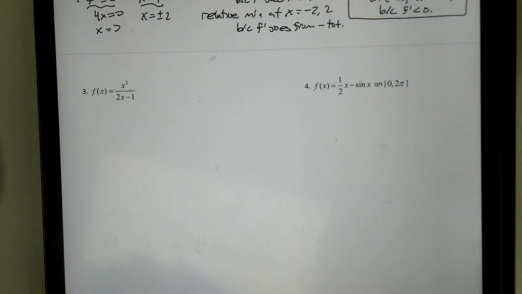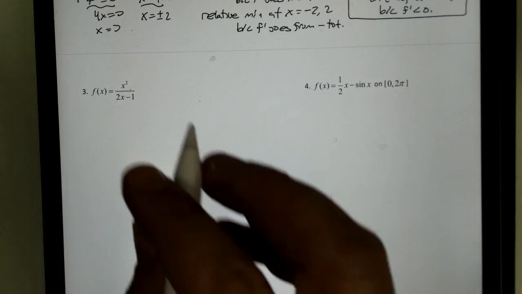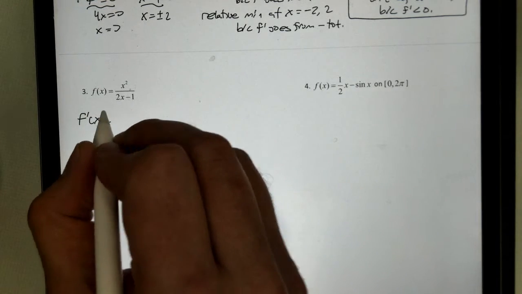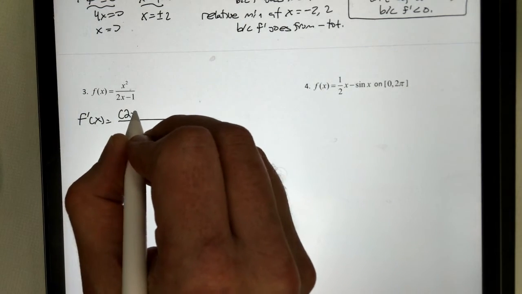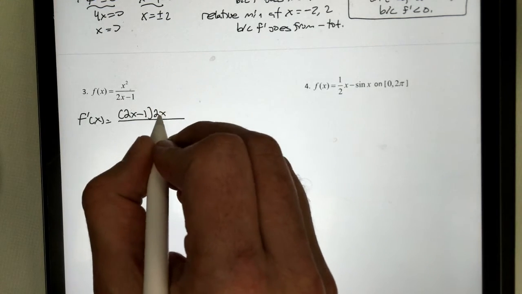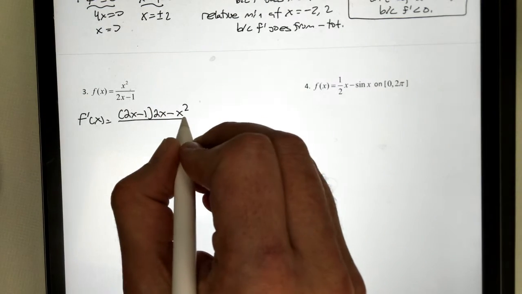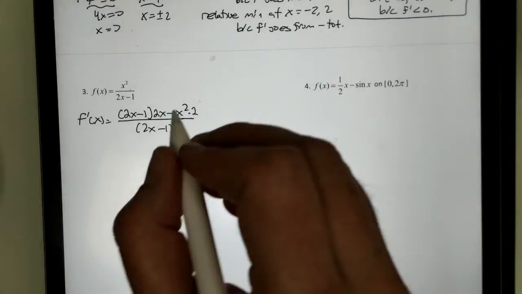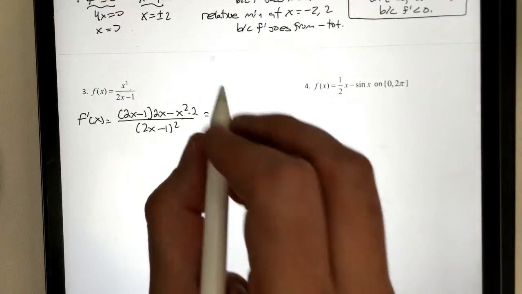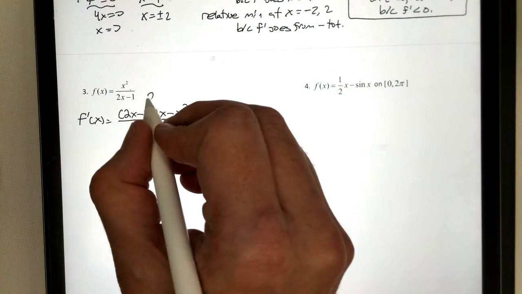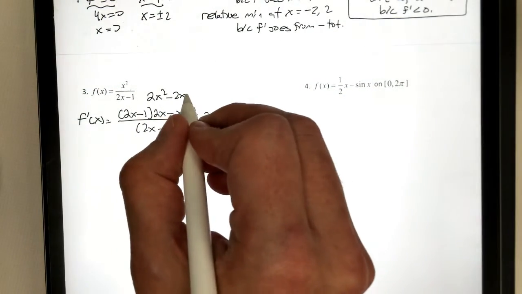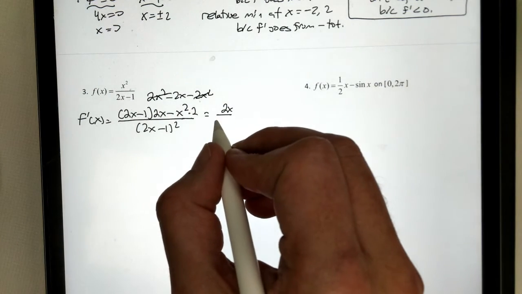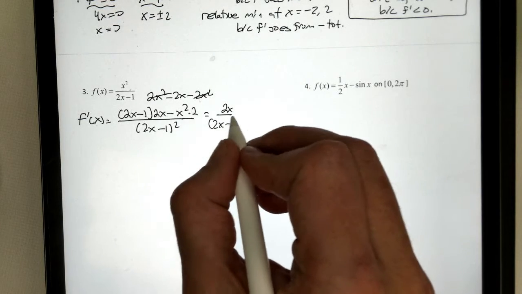All right, 2 more. Let's take a look at these next 2. Got to find the derivative, f prime of x, quotient rule: low, 2x minus 1, d high, minus the top, x squared, times the derivative of the bottom, all over my bottom squared. Because I have to apply it, I'm going to simplify this. If I distribute the top, I get 2x squared minus 2x minus 2x squared. Those cancel. We're left with 2x over (2x minus 1) squared.